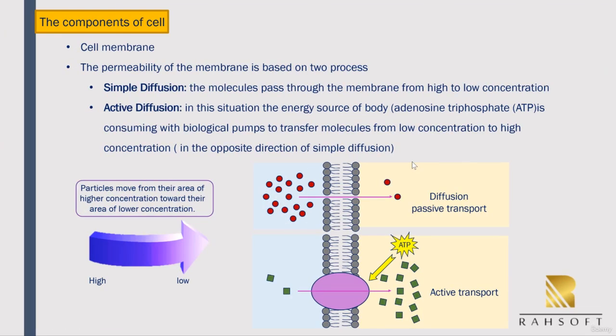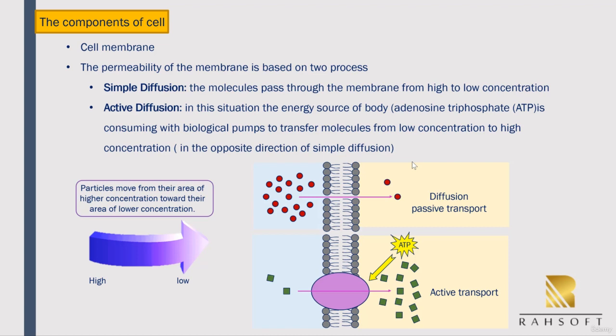Another thing about the cell membrane is that the permeability of the membrane is based on two processes: simple diffusion and active diffusion. Simple diffusion is when molecules pass through the membrane from high to low concentration. It is simple because no energy is required. Since it's going with the gradient from high to low, this is a favorable reaction, and therefore the cell doesn't need energy to bring a molecule in based on the concentration.